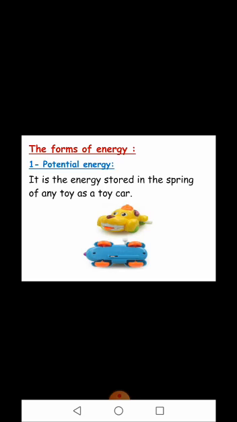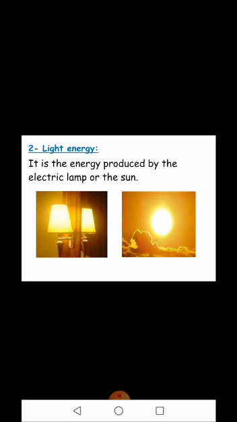What is the meaning of potential energy? It's the energy stored in the spring of any toy, as this toy car. So the energy stored in the spring is called potential energy. Number 2, light energy. Light energy is the energy produced by an electric lamp, like this lamp, or the sun. So the light energy is the energy produced by the electric lamp or the sun.